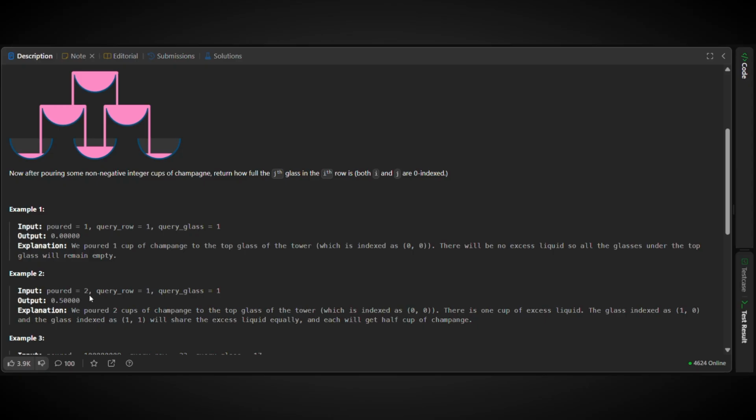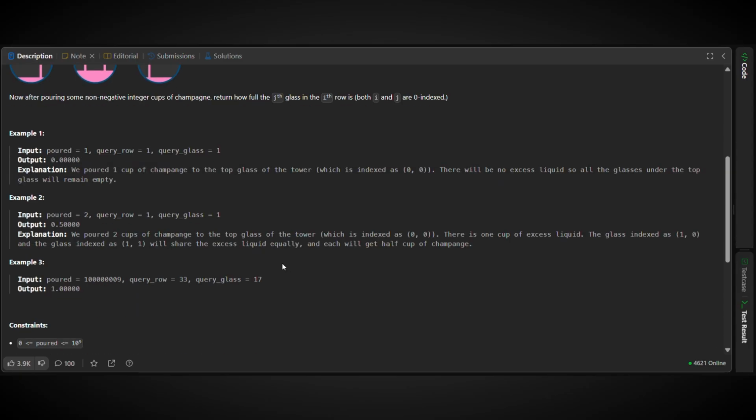Example 2. Poured equals 2. Top gets 1. 1 cup overflows. Overflow splits: 0.5 left, 0.5 right. So the second row glasses are 0.5, 0.5. Querying row 1, glass 1: 0.5.